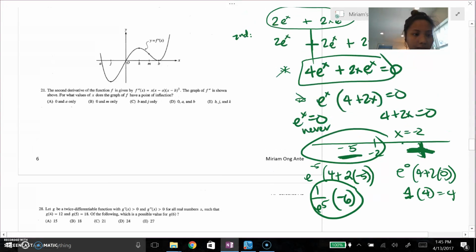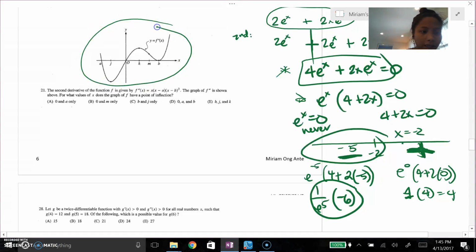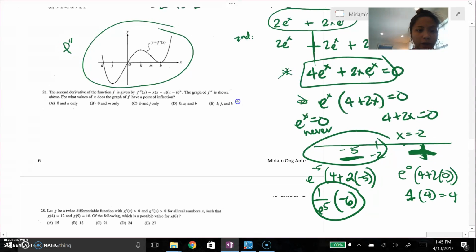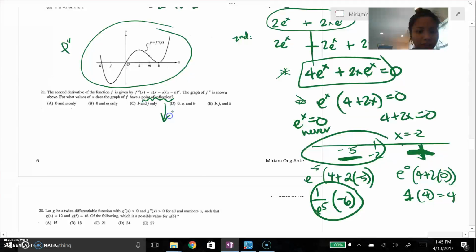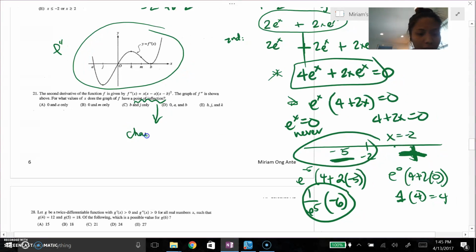Okay, the second derivative of the function f is given by f double prime of x equals x times x minus a, x minus b squared. The graph of f double prime is shown above. For what values of x does the graph of f have a point of inflection? Okay, so they gave us the second derivative right here. They want the point of inflection. Point of inflection happens when you change from positive to negative or negative to positive.